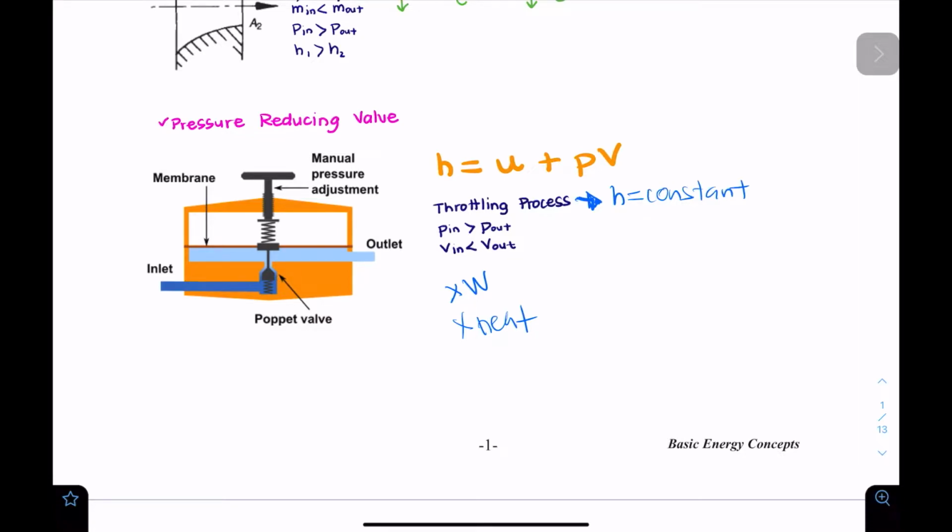So during this throttling process, there's no work done by or on the system, and usually there is no heat transfer, meaning it is adiabatic. Also, the throttling process cannot be isentropic, and it is a fundamentally irreversible process. Just remember the characteristics of this throttling process: no work transfer, no heat transfer, it's irreversible, and it is isenthalpic.